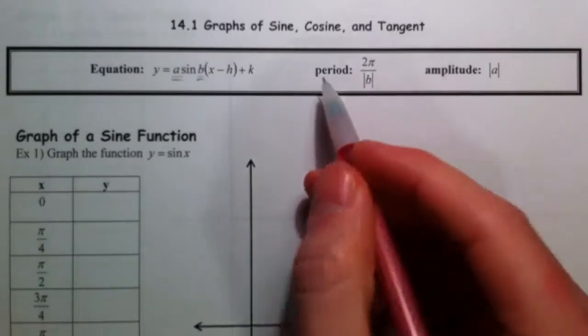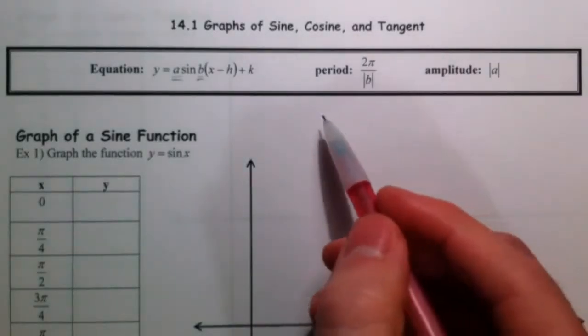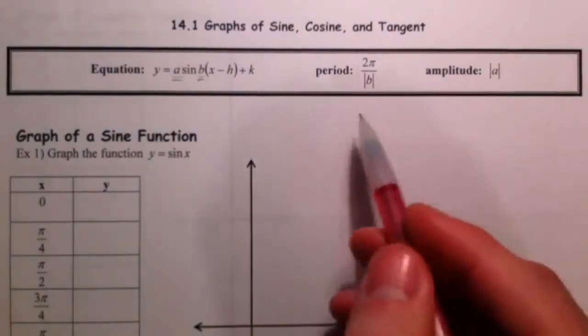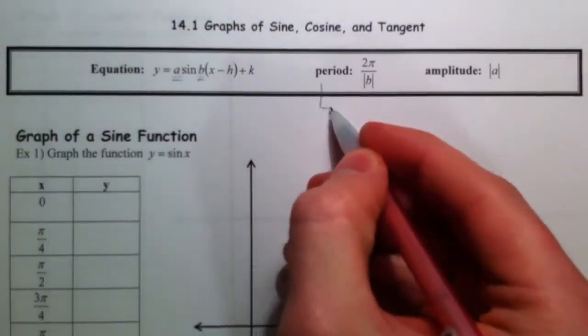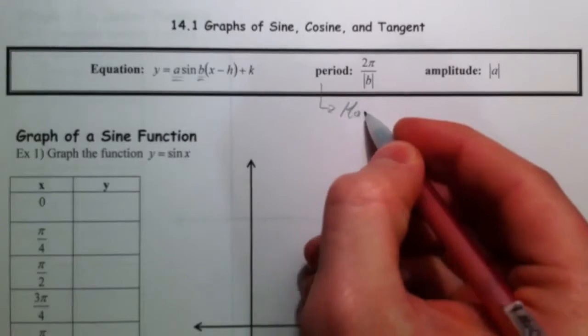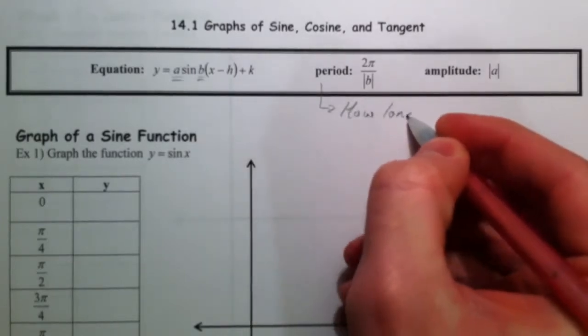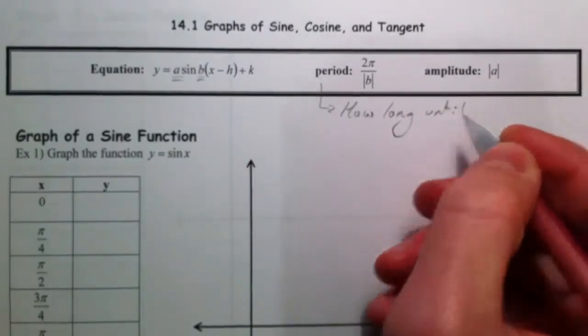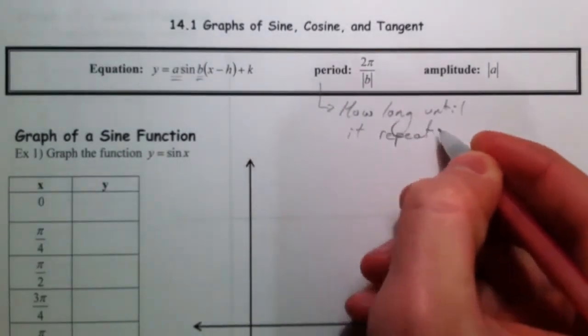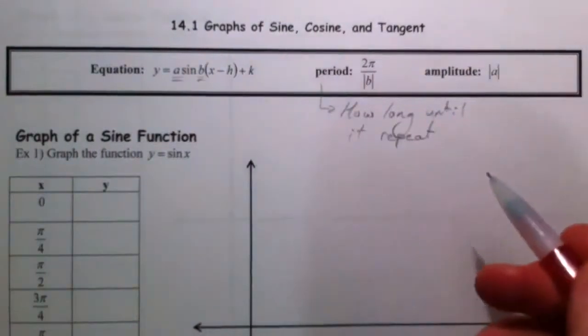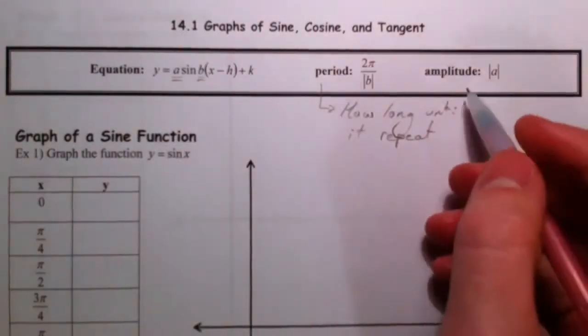Period. Sine and cosine are cyclical functions, meaning they repeat themselves after a period of time. Period is how long until it repeats. And so typically this will be a period of time, but it can also be just a distance.